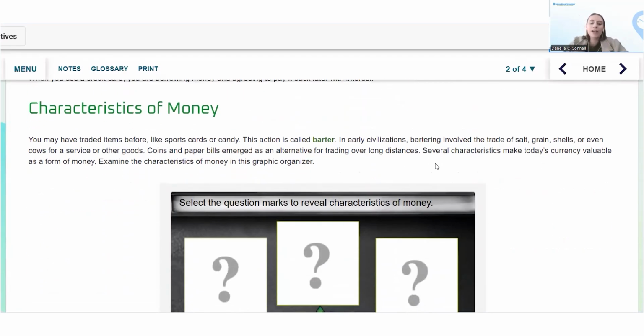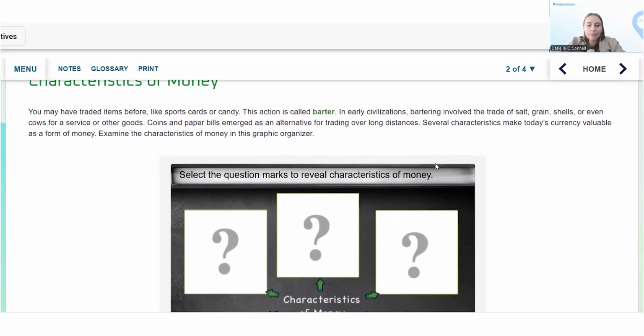Now we have some characteristics of money. So I told you, how is coffee money? And I'm sure you all thought that's a bit of a strange statement to make. But let's say, for example, I have coffee, you have sugar, I need sugar, you need coffee. So I give you coffee in exchange for sugar. We are making an exchange, and that's called barter.